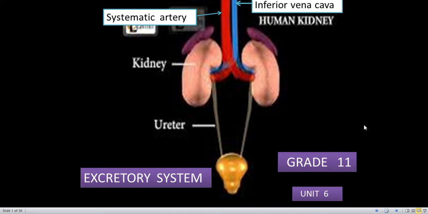Science, Grade 11, Unit 6, Excretory System. Summation of biochemical reactions that take place in the living body is known as metabolism.